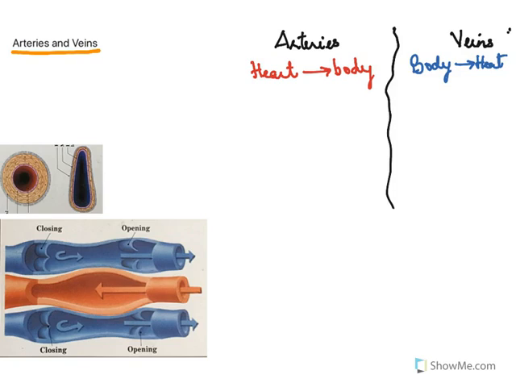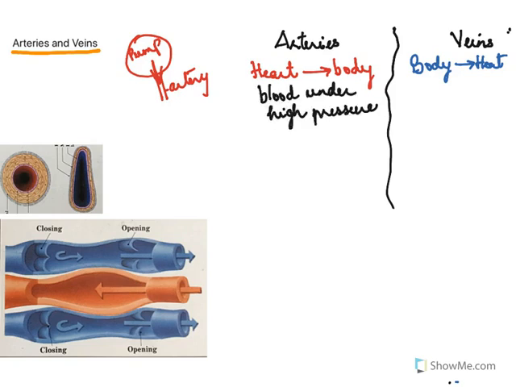Now another one is, we know that the artery carries blood from the heart to the body. So here we have the heart, and this is the artery, and we know the heart is a pump. So here the blood flows into the artery with high pressure. In arteries, the blood is flowing under high pressure.